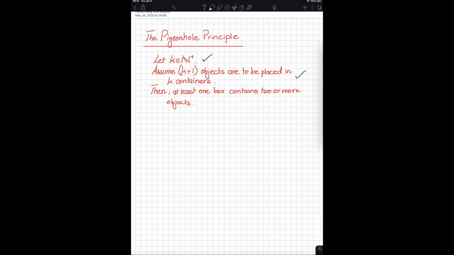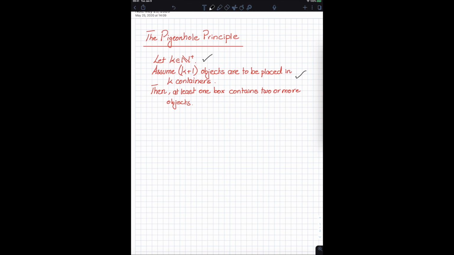The way to intuitively think about this principle is, let's say that you have 5 books that you want to place in 4 containers. Now you can place one book in each container and you'll still have one book left over. Irrespective of which box you place that book in, you will have at least one box which will contain two or more objects, or in this case, 2 books.